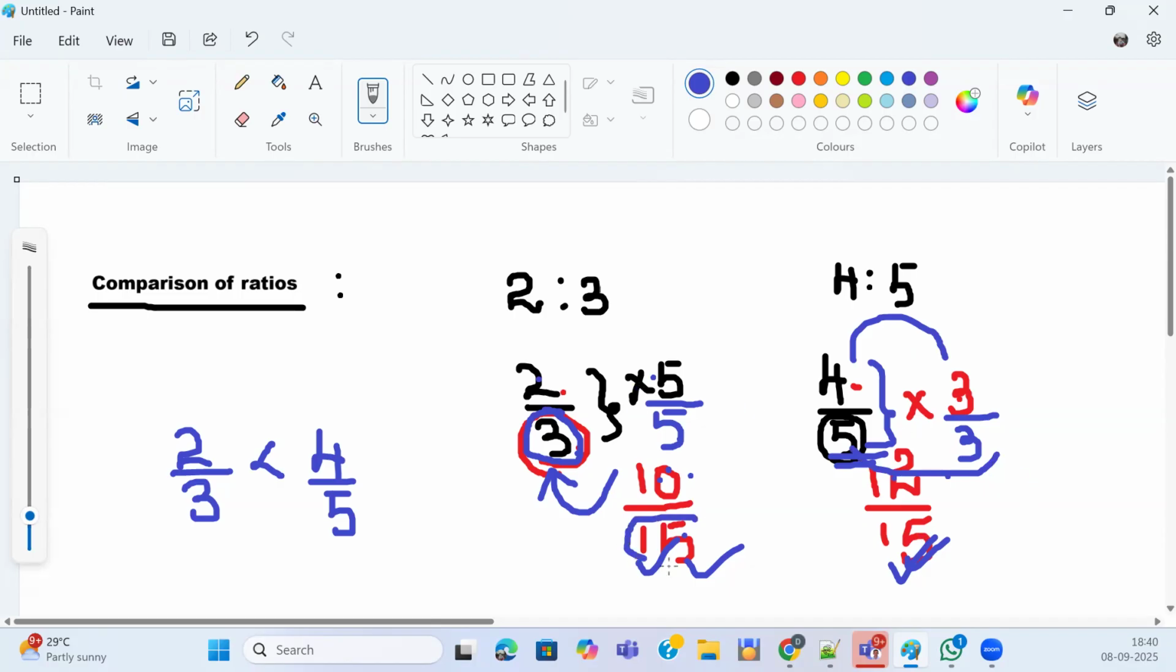So denominators are same, right? Then we can ignore them and compare the numerators, which is 10 comma 12. Which is the smaller number? 10 is the smaller number. So 10 is part of which fraction? 2 by 3, right? That's where we can say 2 by 3 is less than 4 by 5. Are you clear, everyone? Understood? Yes, sir. Tomorrow we will write the notes, but for now just try to understand.